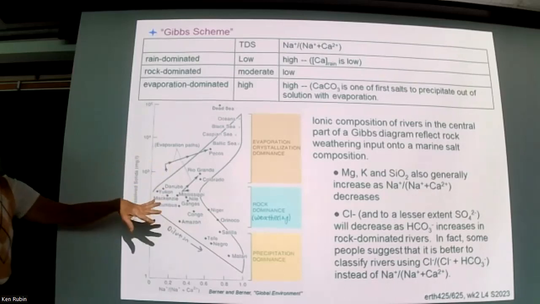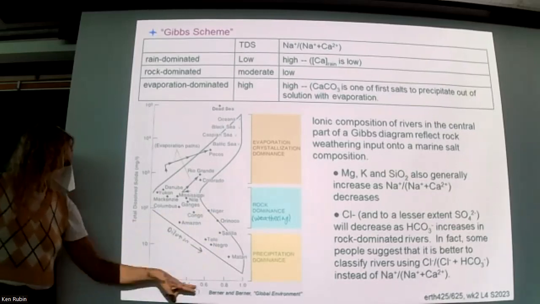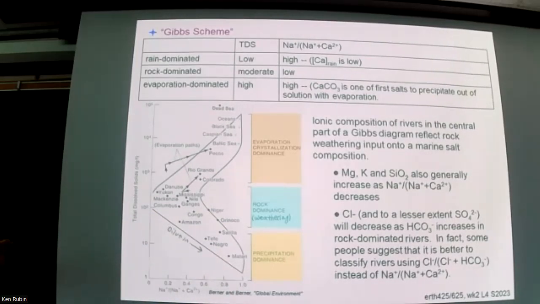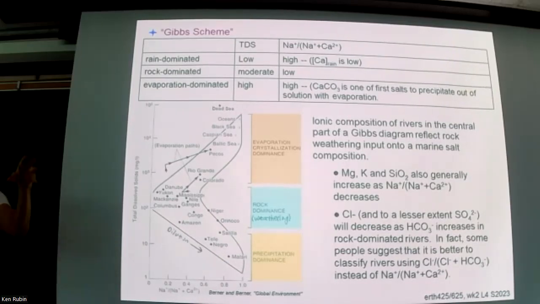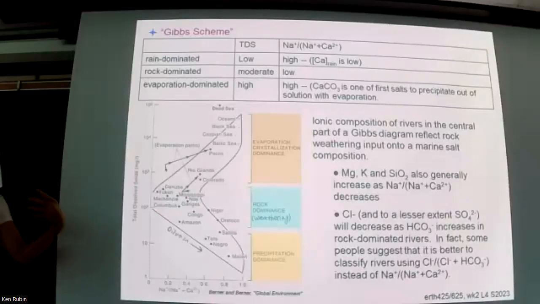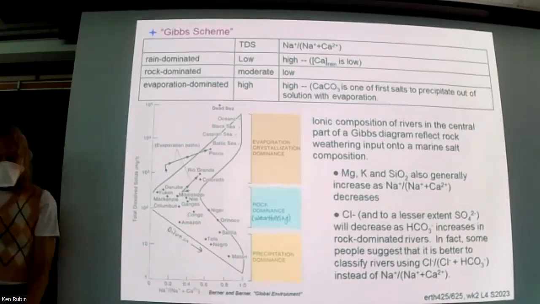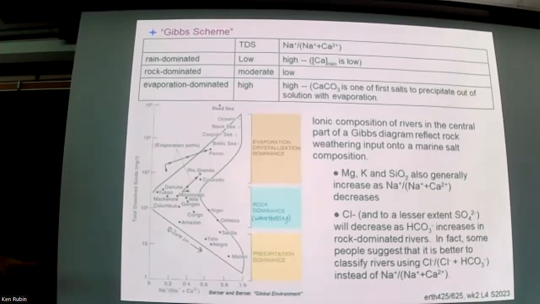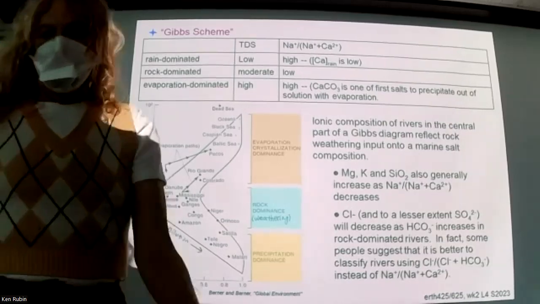This works okay, but there are lots of reasons why you can have low TDS and a ratio over here that's high that have nothing to do with the processes we've talked about. Primarily, it's the combination of high biomass in the environment and therefore the production of a lot of organic acid and therefore very intense weathering of the rocks in the watershed, which means that when water goes through that watershed, it just doesn't have many salts to give. And so several of these rivers down here, Amazon, for instance, are that way because of that process. So this works okay, but it doesn't work great in a lot of cases.